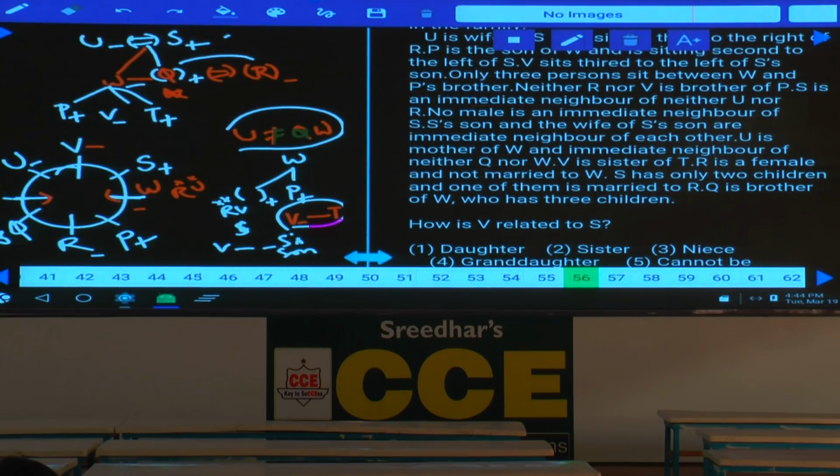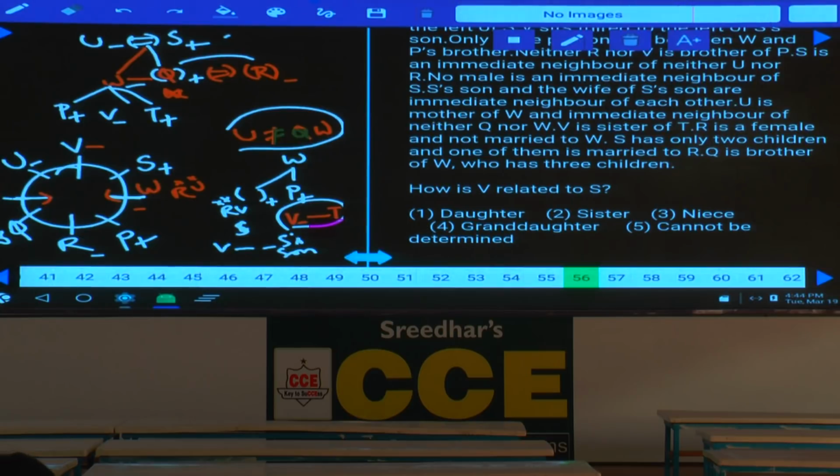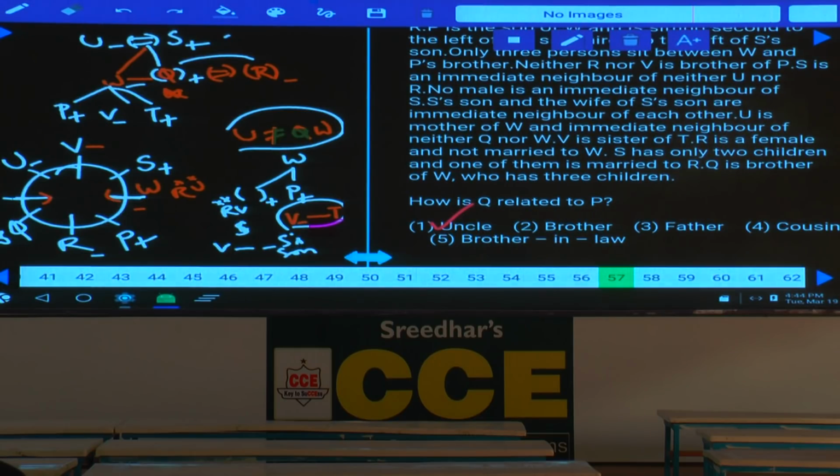Then coming to question number 56, how is V related to S? S's daughter is W, daughter's daughter, isn't it? Daughter's daughter is granddaughter, that is choice 4. Then coming to 57, how is Q related to P? Now P's mother is W, mother's brother is uncle, choice 1. 57, choice 1 is the answer.